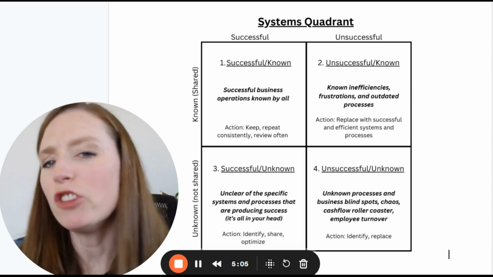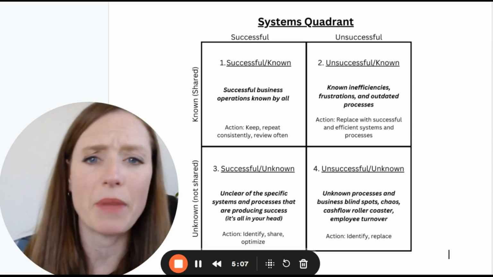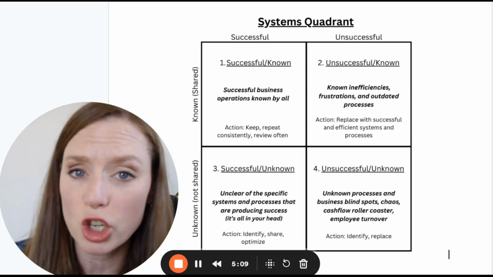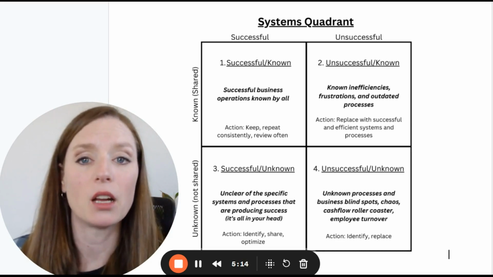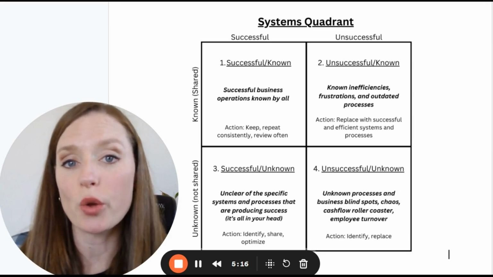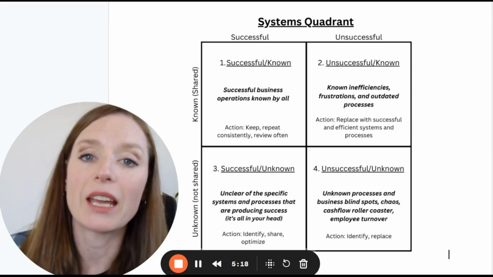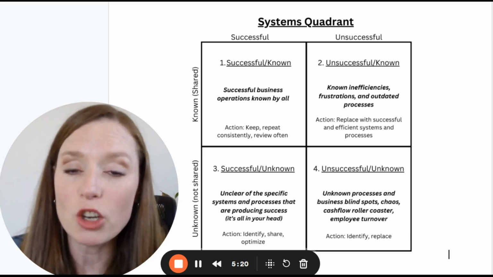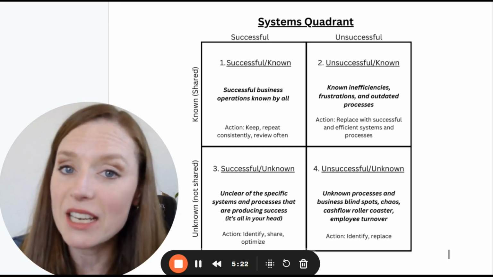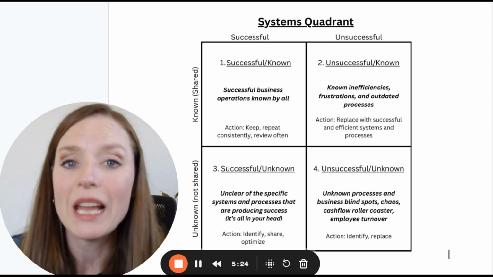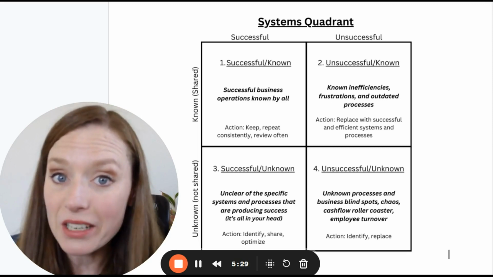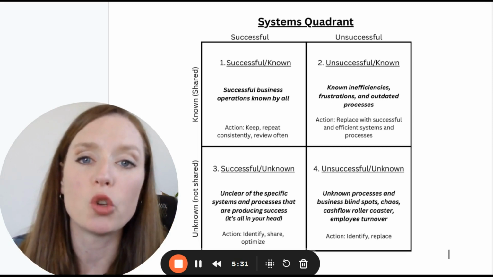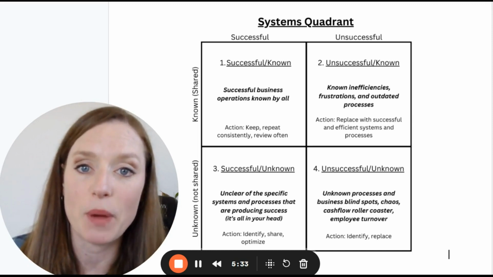Hey contractors, have you been considering putting in some extra systems and processes in your construction business so it can run better, can make more money, and you can get your time back? Well, in this video, I'm going to go through my systems quadrant that can help you identify exactly what your business needs, exactly where it needs it, and exactly what to do in each area of your business so that you're not wasting time and you can up level your business operations as fast as possible.